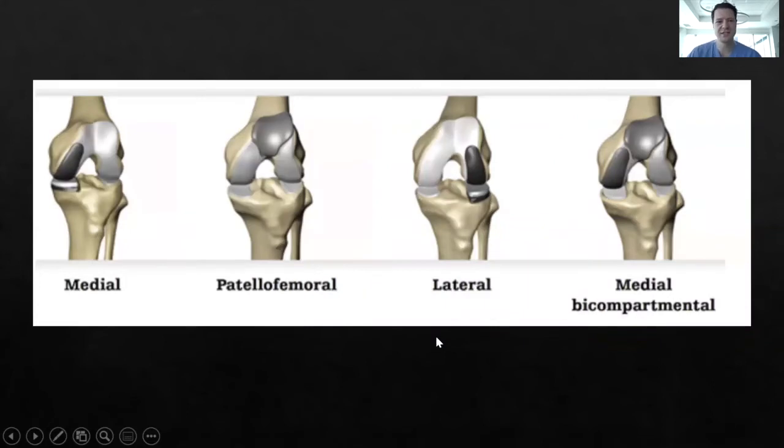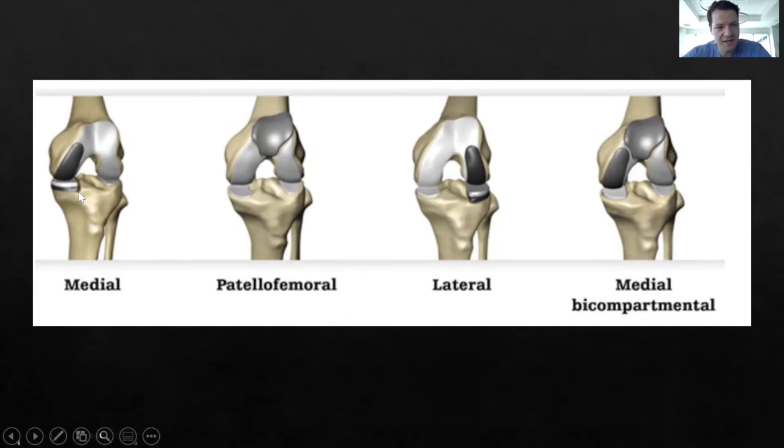So this kind of transitions into our talk specifically on partial knee replacement. When we talk about a partial knee here on this side, this is called a medial partial knee replacement, or an inside partial knee replacement. What we've done is we've taken off a little bit of bone and replaced it with a new bearing surface, just on the inside of the bone.